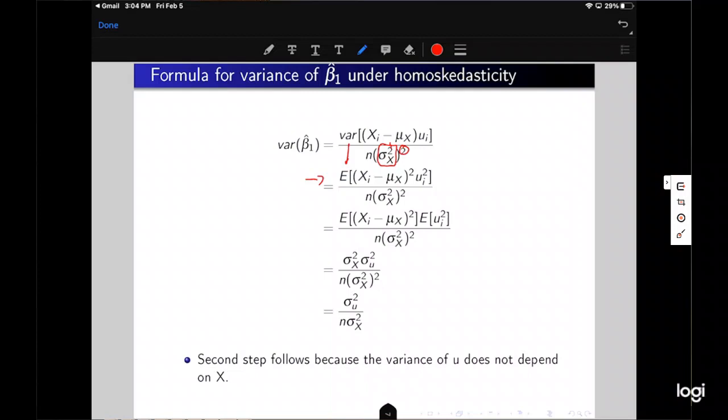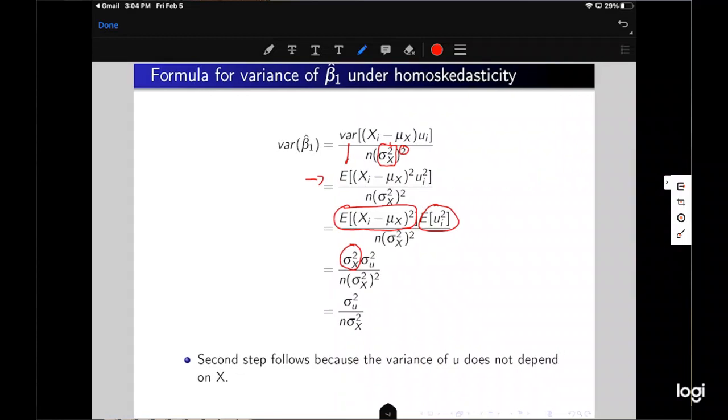And so we can easily just distribute this expectation through, and we get the expected value of x minus its mean squared times the expected value of ui squared over what we already talked about. And so this bit is again just the variance of x, and so that's what we write here. And this bit is the variance of u. Why is that the variance of u, you might be asking yourself?